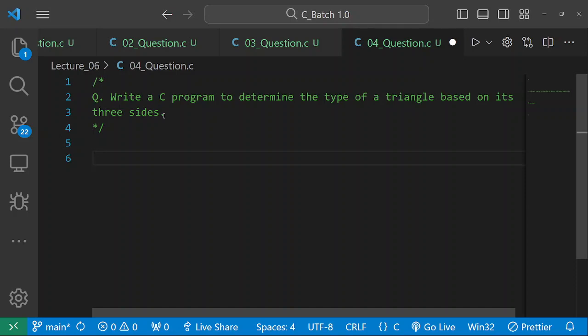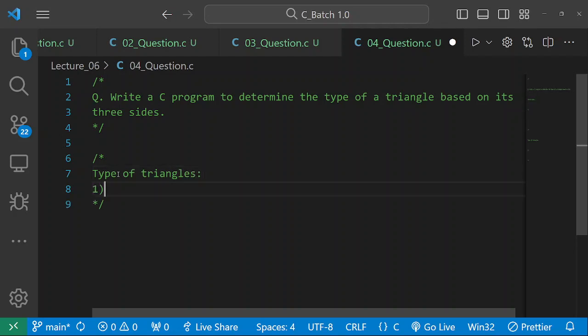Write a C program to determine the type of triangle based on its three sides. So before tackling this question, we should know about the types of triangles. What are the types of triangles?